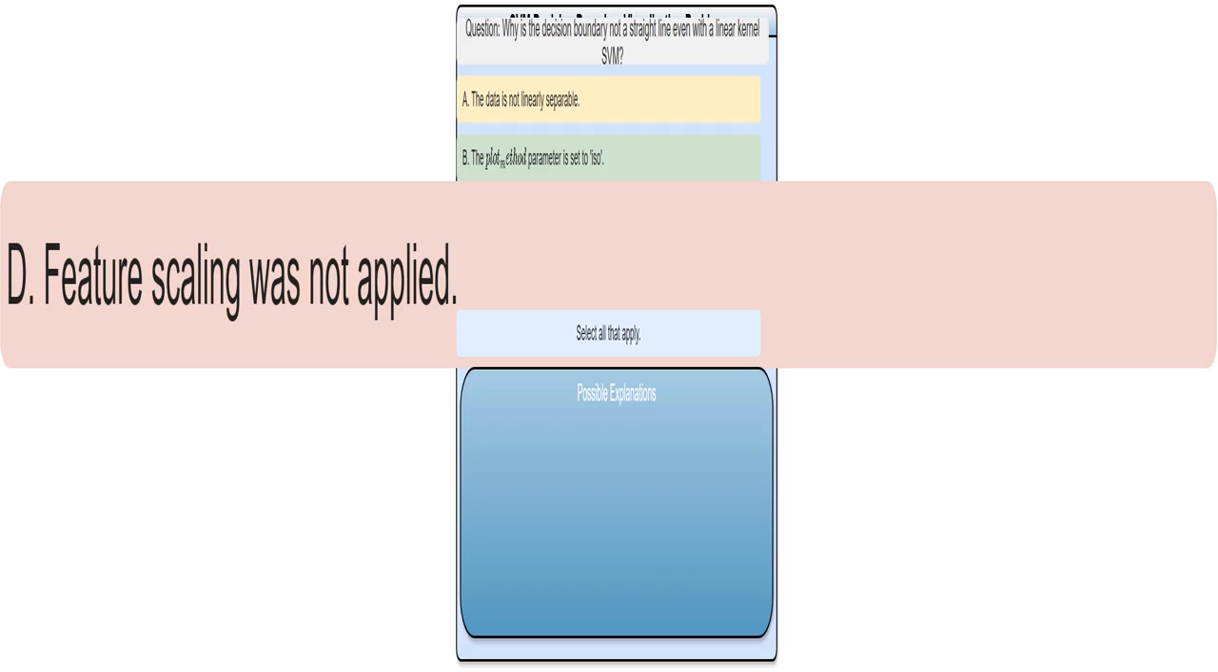Imagine one feature is measured in centimeters and another in kilometers. The SVM will be more sensitive to changes in the kilometer scale. This can distort the relationship between features, making data that is actually linearly separable appear nonlinear. Applying feature scaling, like standardization or normalization, levels the playing field, giving all features equal weight.